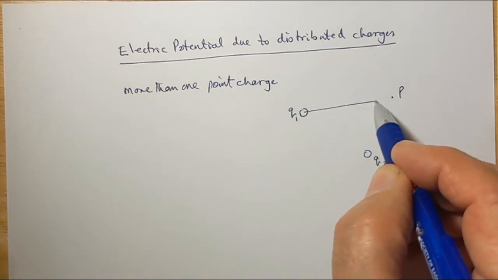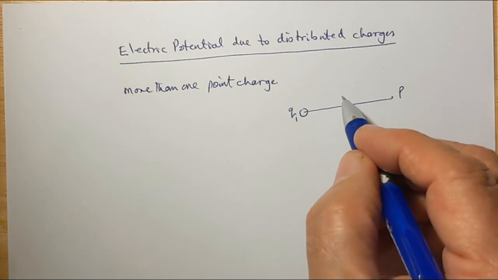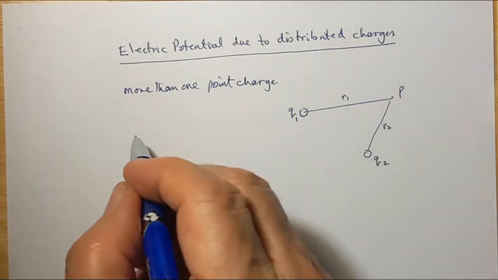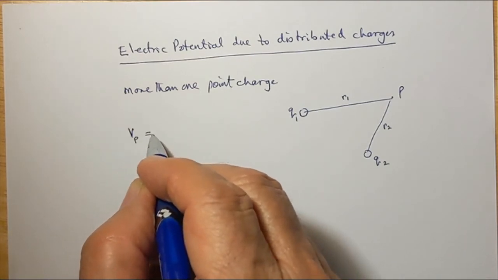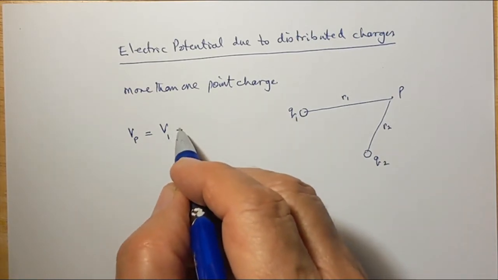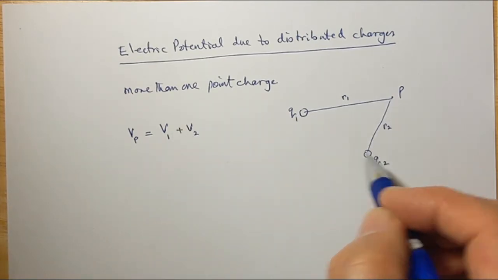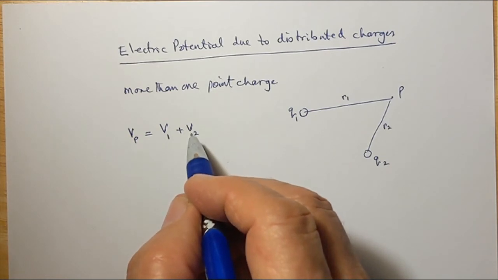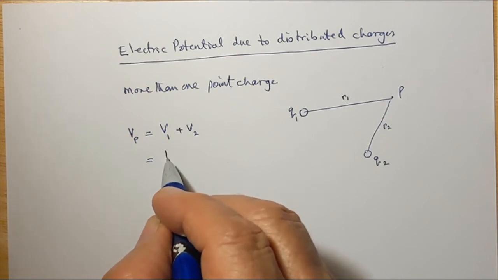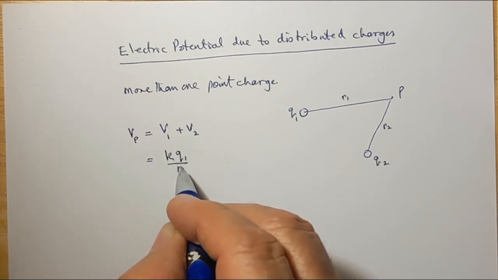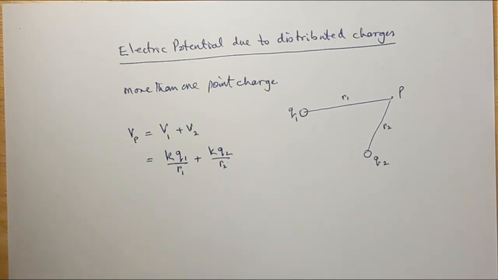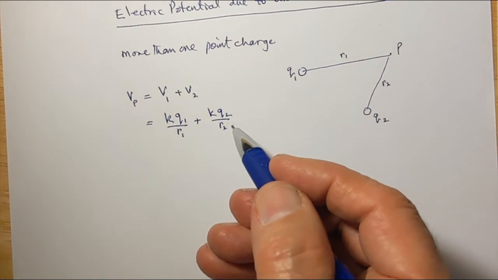So if this distance is taken as R1 and this distance is R2, then the electric potential at the point P is the potential due to charge number 1 plus the potential due to charge number 2. And these are not vectors, so we just add the two up. Now V is KQ over R, so that's KQ1 over R1, and this is KQ2 over R2. And we can write it like this.